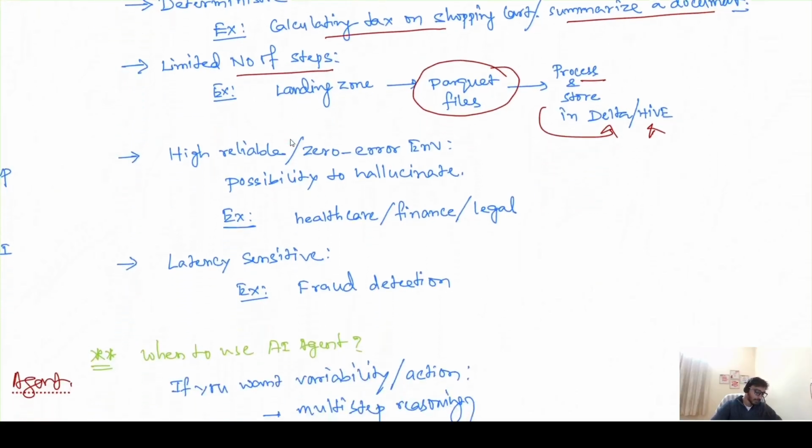Now let's say for high reliability or zero error environments, you consider healthcare, finance, and legal, where you need to have 100% precision. You cannot use an LLM or VLM, because they are probabilistic models. There is always a possibility to hallucinate. So you should not totally depend on an AI agent to handle the use cases for healthcare or finance or legal.